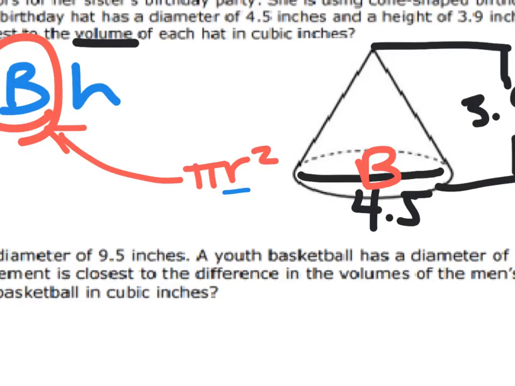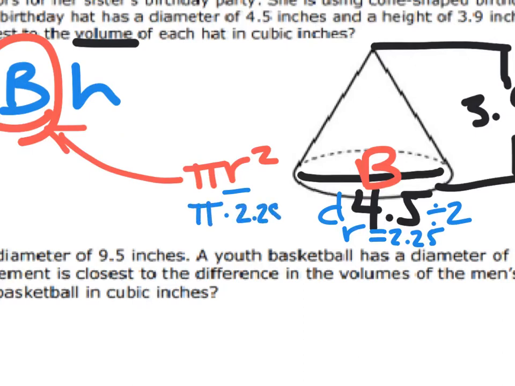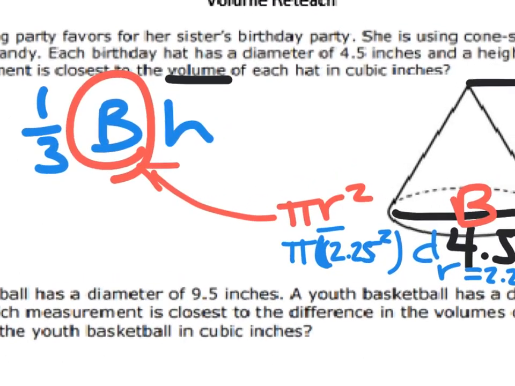Right now I have the entire distance across the circle, which is my diameter. So d is 4.5, but if I divide that by 2, I can now get my radius. So 4.5 divided by 2 is 2.25. So r equals 2.25. So I have pi times 2.25 squared. We can multiply these in our calculator. My actual pi button times 2.25 squared. And I get 15.90. So 15.9 is going to be capital B.